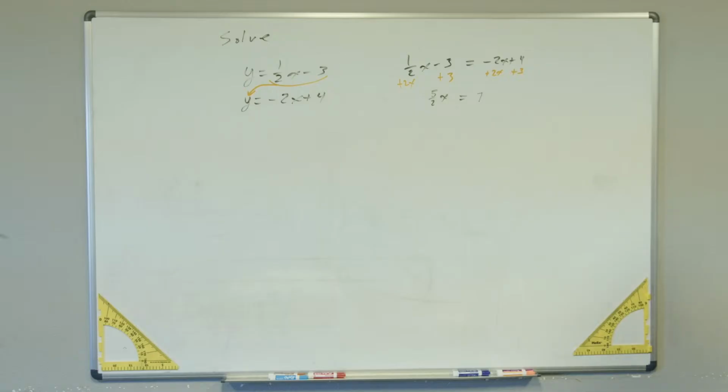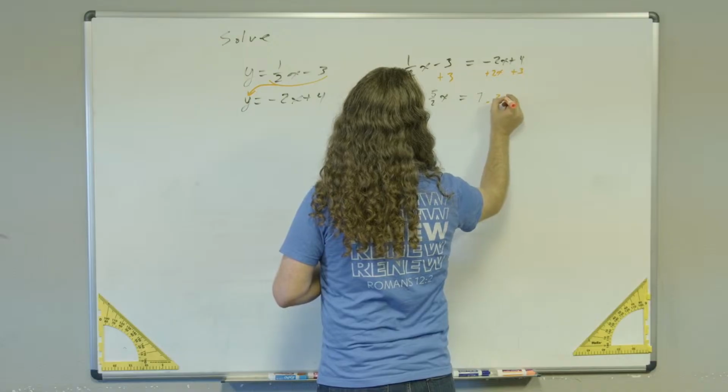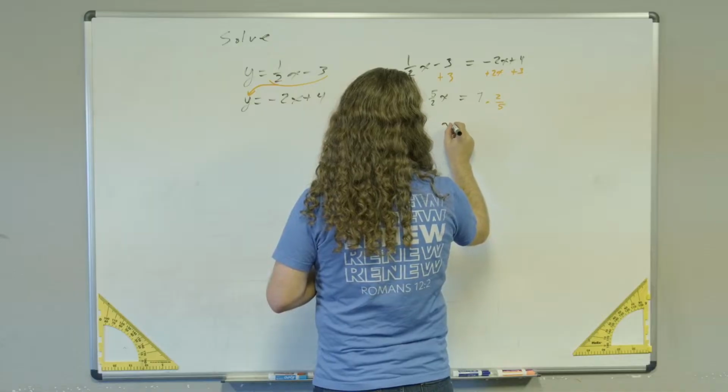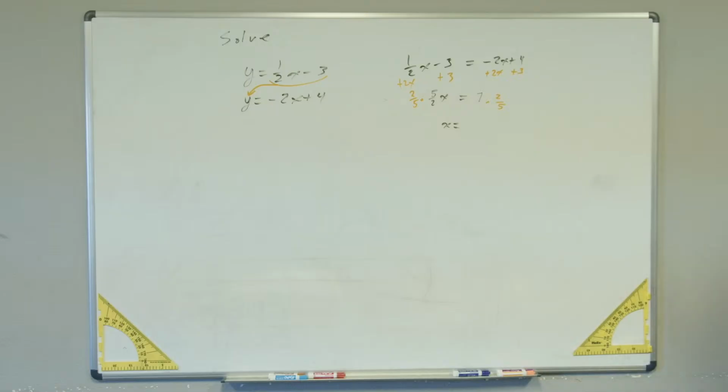Divide. How do we divide fractions? The reciprocal. We multiply by the reciprocal. Times 2/5. So x equals what? You don't need no calculator. Put that down. Do you know what 7 times 2 is? Yes. So you don't need no calculator. What's 7 times 2/5? What's 7 times 2? 14. So 14/5.